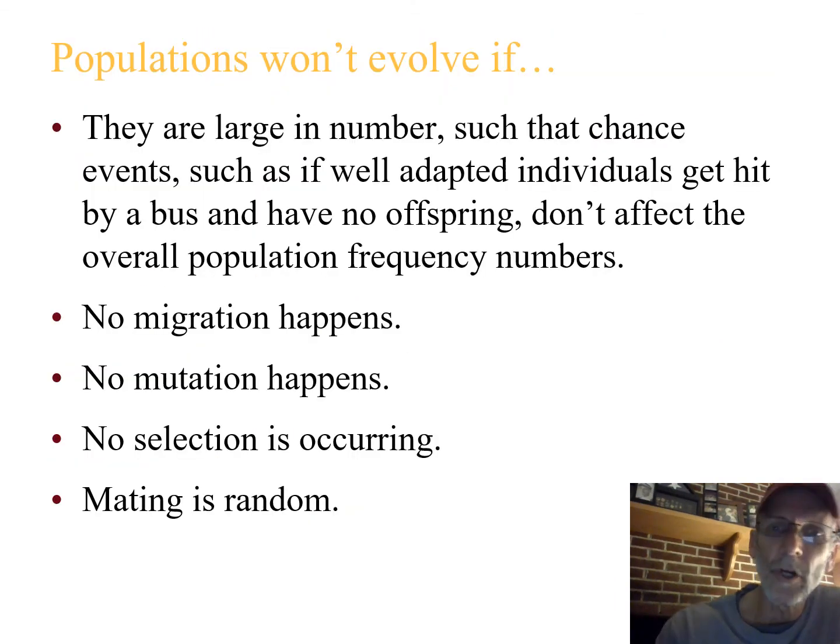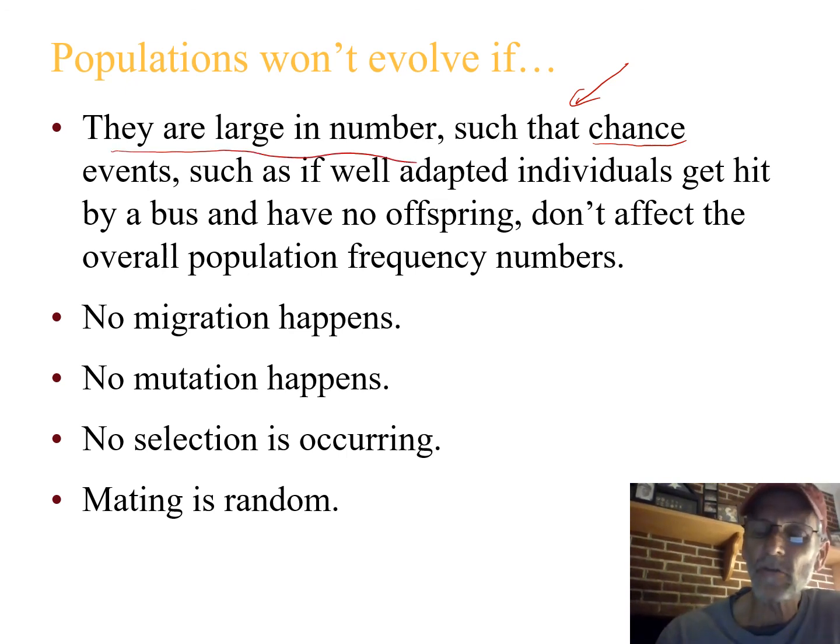So here, just real fast, this is why large numbers make a difference. This is all about chance. Chance events can change gene frequencies if your population size is small. But when you have a large population size, thousands or millions, chance events tend to cancel each other out.